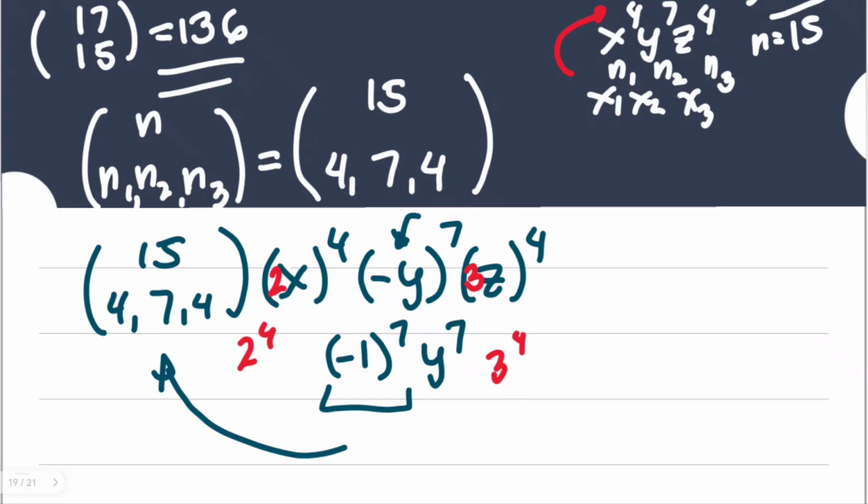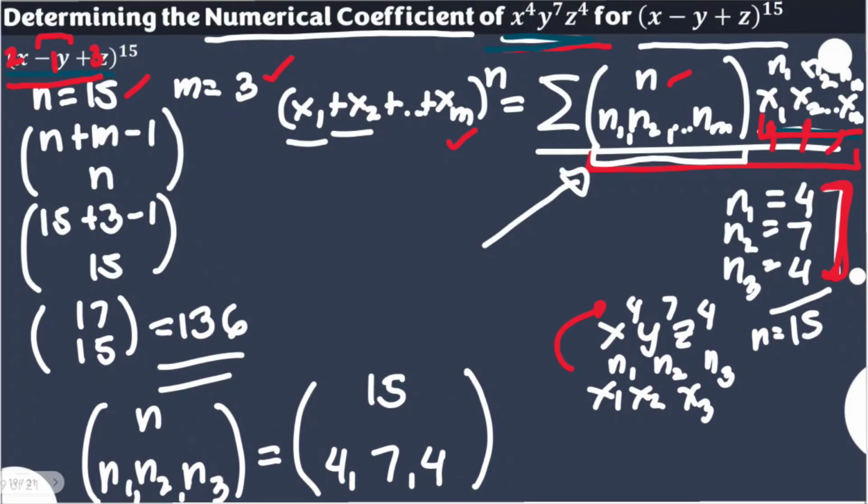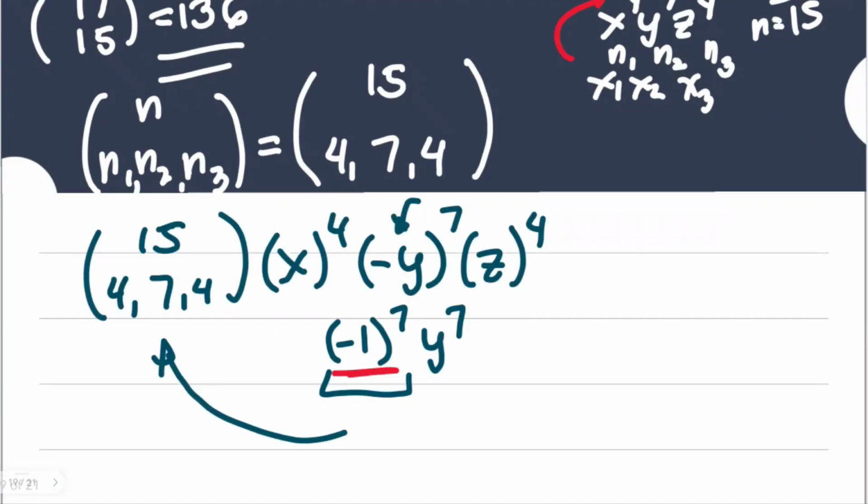That would mean the numerical coefficient is not just this alone, but it's also a product of the numerical coefficients subjected to the process. Now, we will have an example for that as we move further, but generally here, the only change from the previous video is the presence of negative 1 for our variable or term minus y. So with that, let's continue.